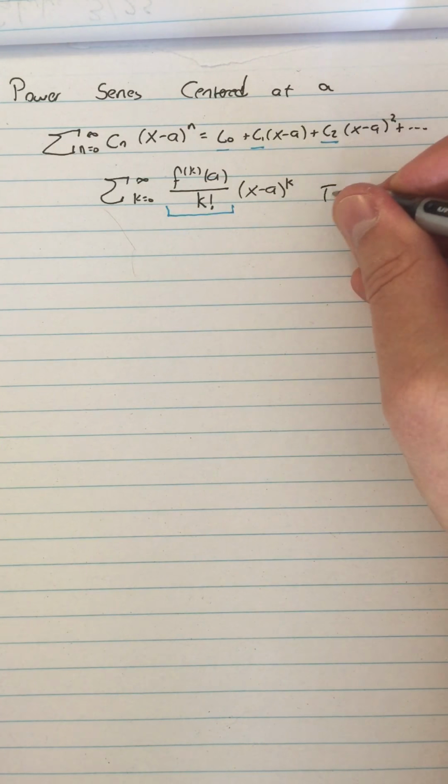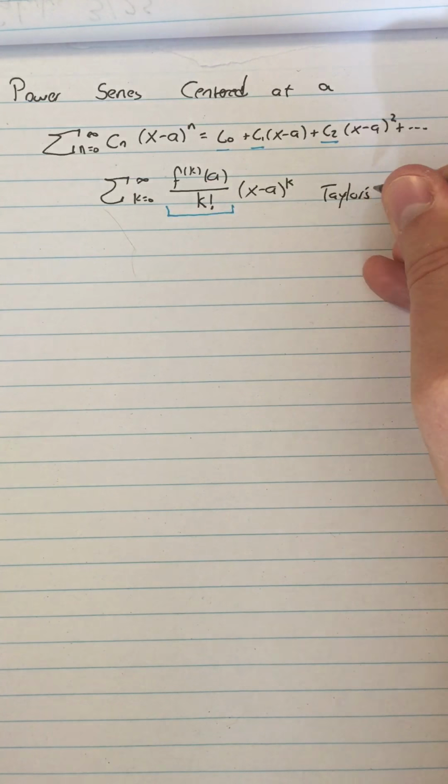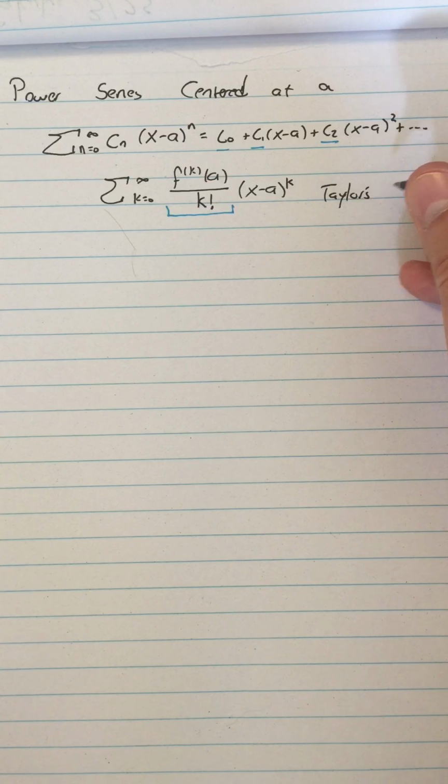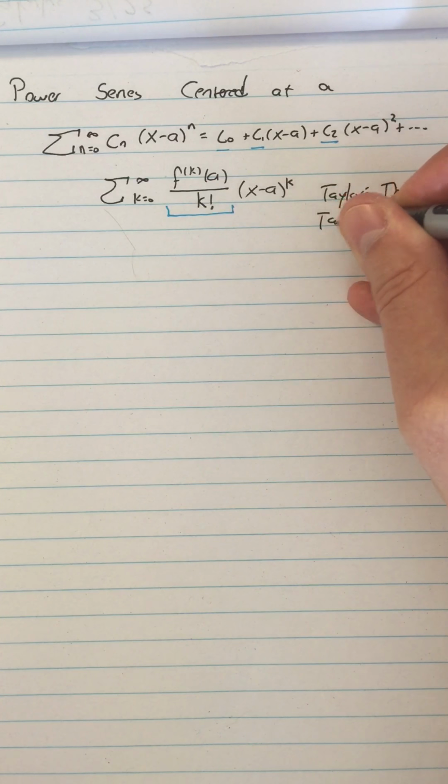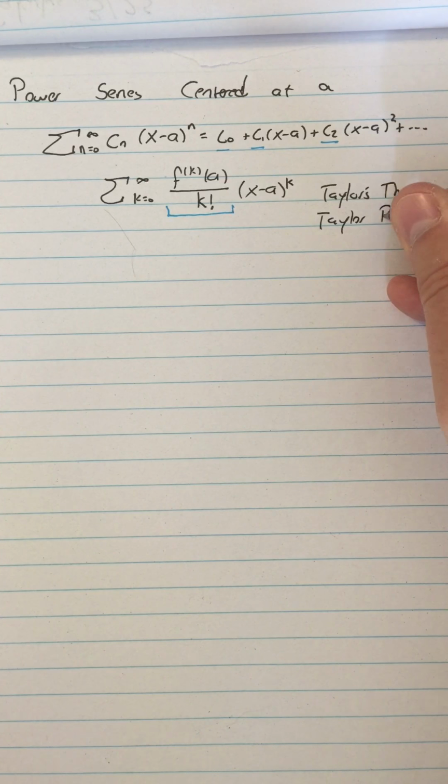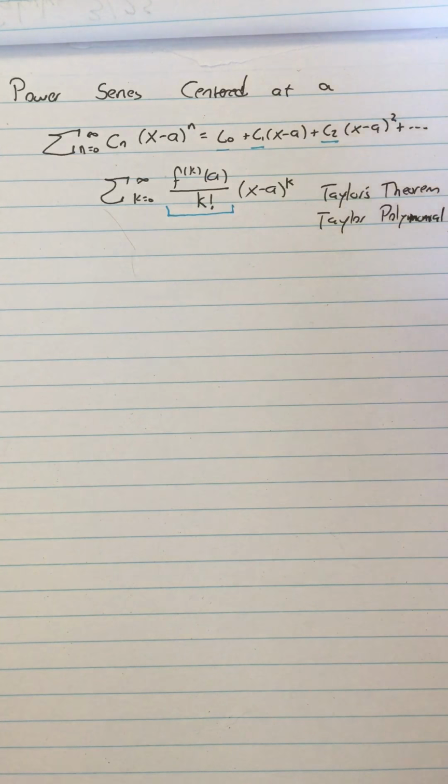And so here's the amazing thing about what's called Taylor's theorem. This is called Taylor's polynomial, or I guess we call it Taylor's series. This is Taylor's theorem. This is called a Taylor polynomial. That's where we've been headed with all of this. That's been the climax of this. All right. And here's the cool thing.